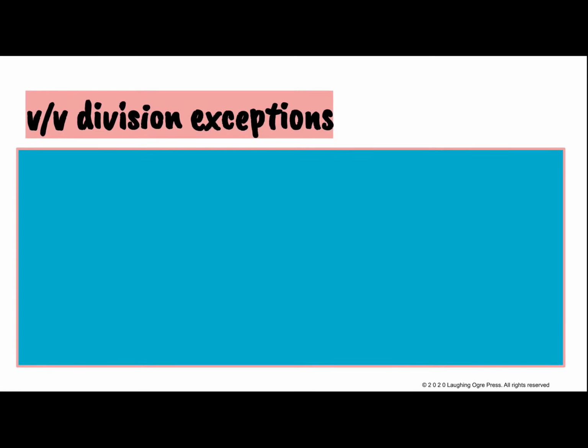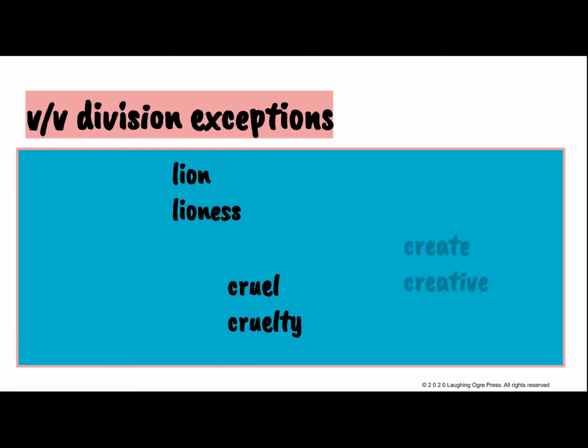All right, so vowel-vowel division is going to be an exception to that rule that we just talked about. So lion with ess at the end still remains lioness. And the same thing happens with the rest of these. The vowel doesn't change to being short.